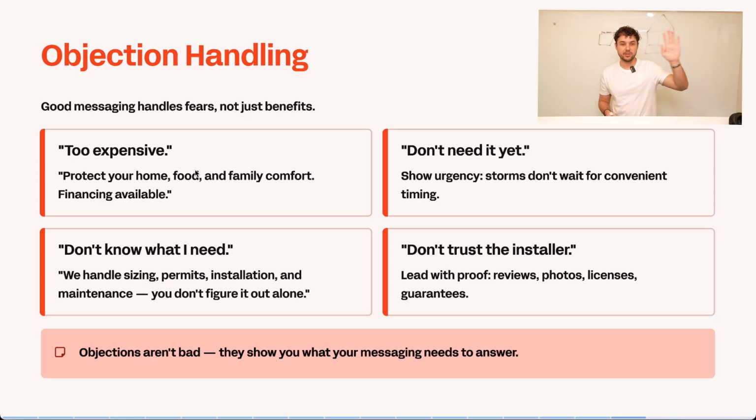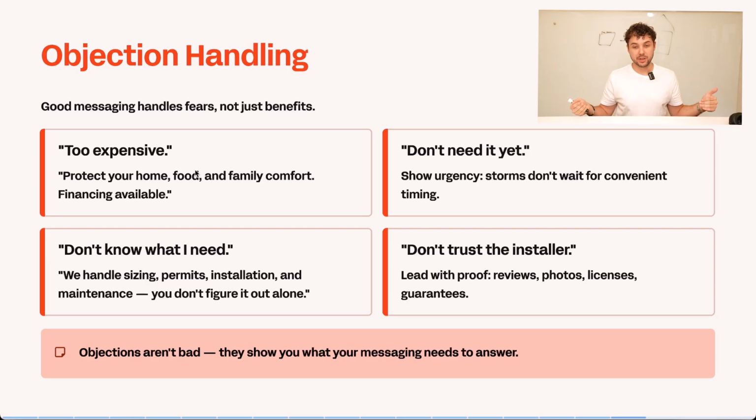So the objection was that it's too expensive because they thought they had to pay $20,000. To overcome that objection, or to handle that objection in a sales call, you would say, hey, and by the way, you can spread your payments out across 12 months at only a 2% interest rate. So that way, instead of paying $20,000 today, you're only paying $1,800 today. Does that make sense?